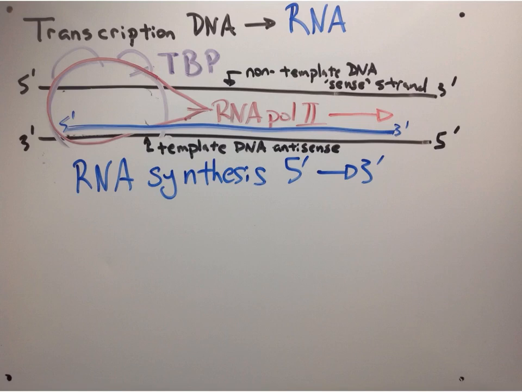The other strand of the DNA double helix is actually pushed out of the way and ignored. This is called the non-template strand. Since it has the same 5' to 3' orientation as the RNA that's being synthesized, it's also called the sense strand, because the nucleotides are in the same orientation and have the same letters, except that the T's in the DNA on the sense strand are replaced with U's in the RNA.